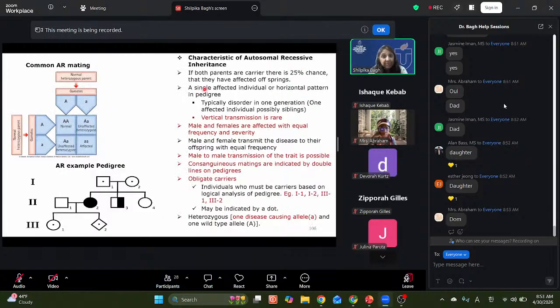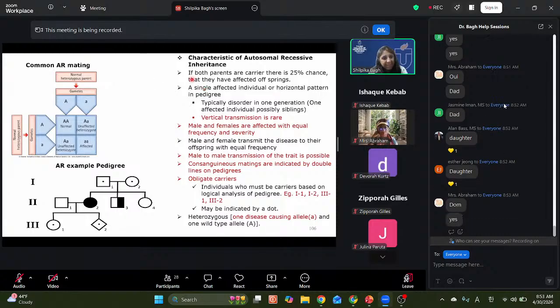Is this autosomal recessive now? Sorry, too many windows. Yes, this is autosomal recessive, with skipping of generation. And why are they obligate carriers? Because they have an autosomal recessive phenotype offspring. So they are obligate carriers.